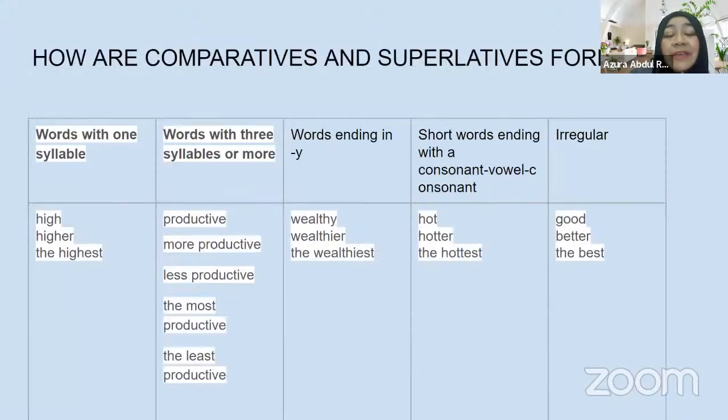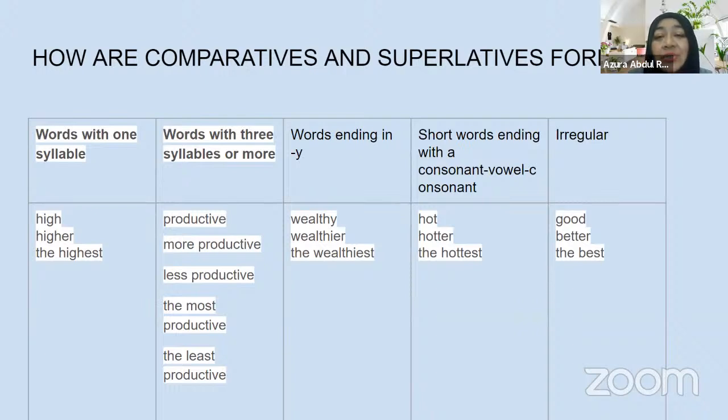Now, how are they formed? So when it comes to words with one syllable: high, higher, the highest. This is one syllable. You put ER, or you put the root word plus EST. Words with three syllables or more: productive, more productive, less productive, the most productive, the least productive. So you have to use those words there. The most, the least, more, less.